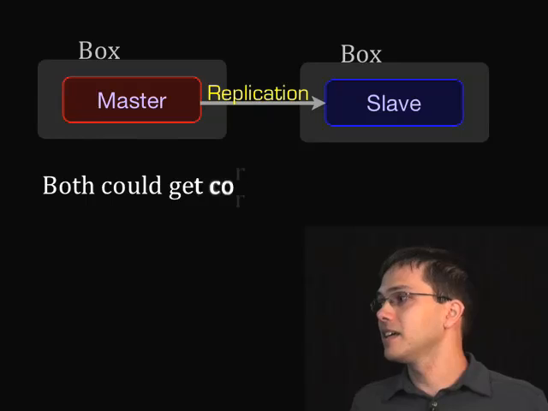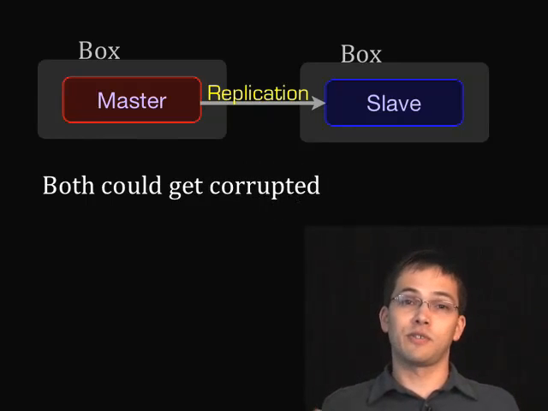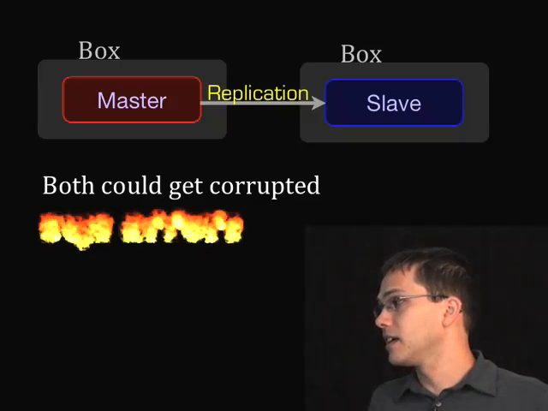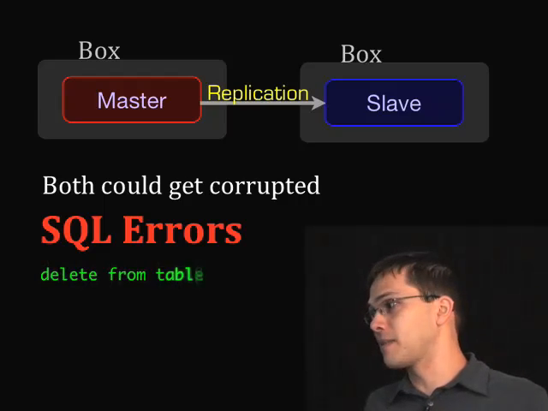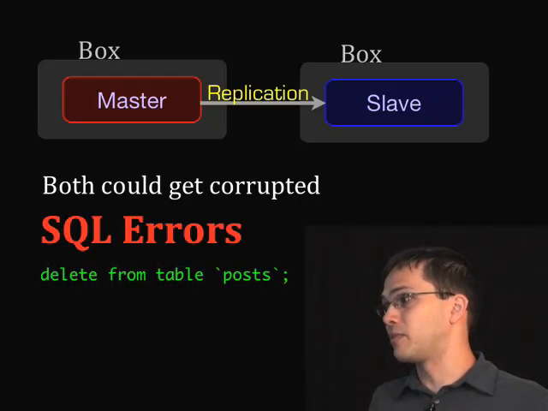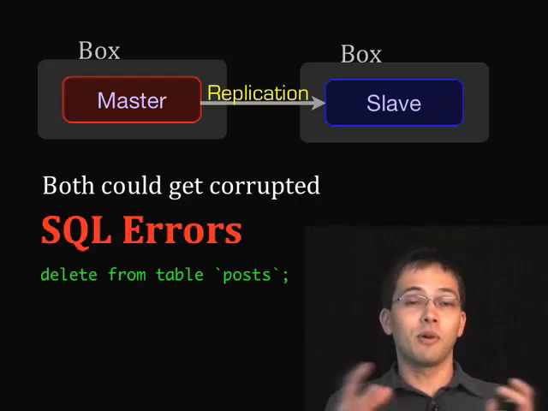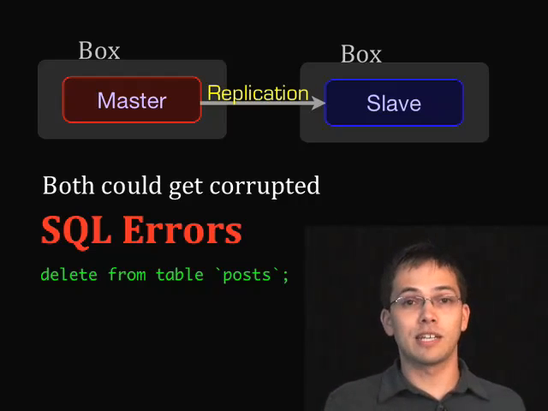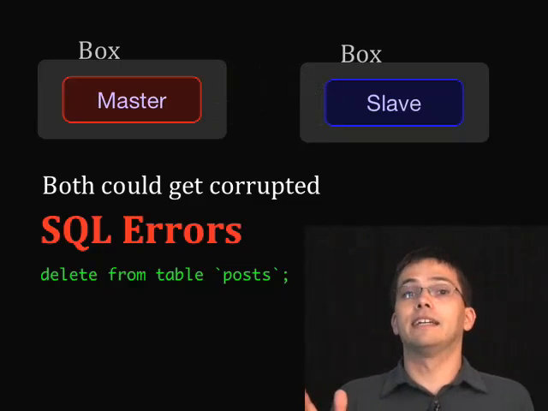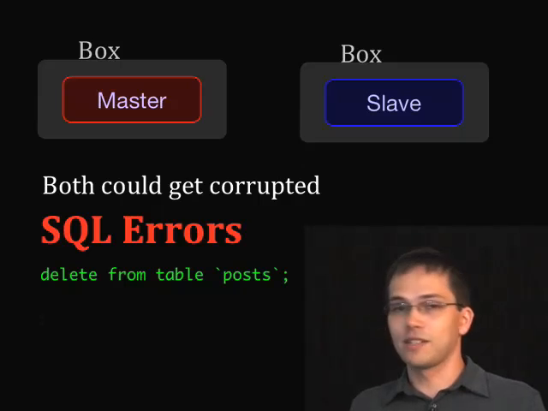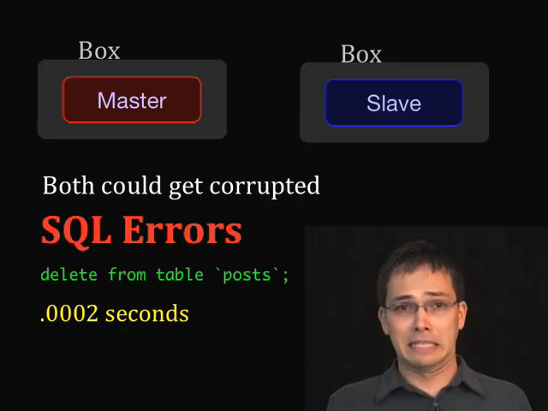And here's why. Both of these databases might get corrupted if, say, somebody runs a weird query that does something funky. You can also fall victim to SQL errors. You have somebody in your system that accidentally runs delete table from posts. Well, that's going to replicate really quick, and both of your databases aren't going to have any posts anymore. It's not like you can be sitting there and go, oh, look, it's a bad query. Stop the replication immediately. Right? That's not going to work because, remember, you've got like 0.002 seconds to stop it in time.